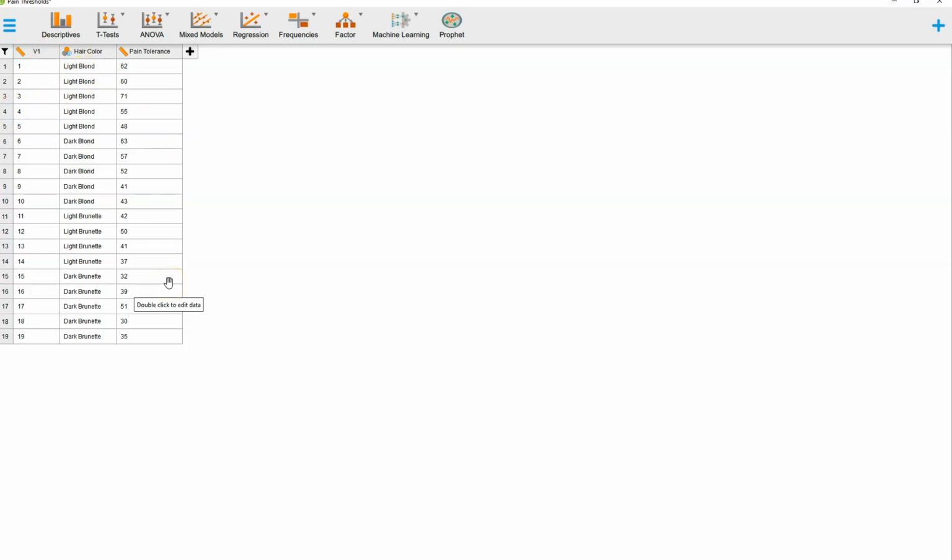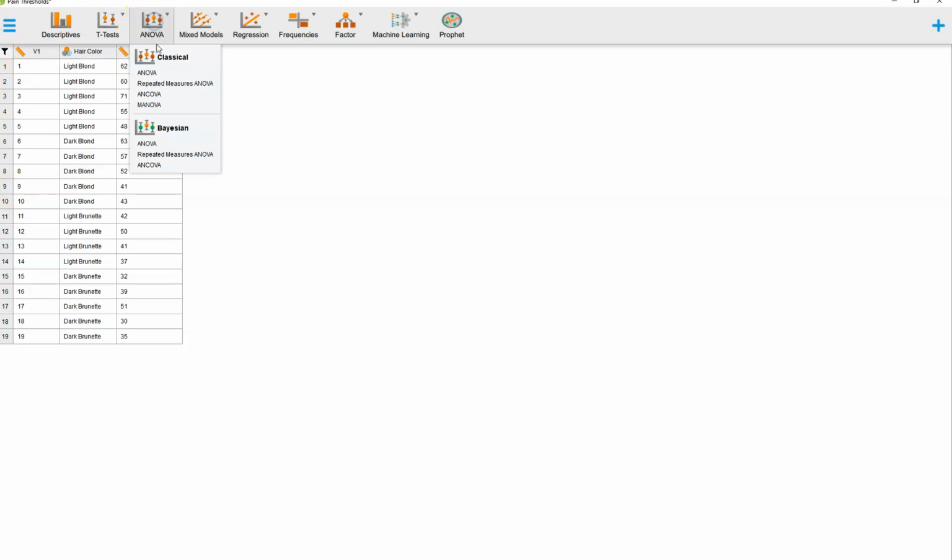So I brought in the data set, and as I indicated, we have hair color. Those are our groups, and there are 4 groups. And then we have the dependent variable, which is the pain tolerance. And these are just labels to indicate who's who and what's what.